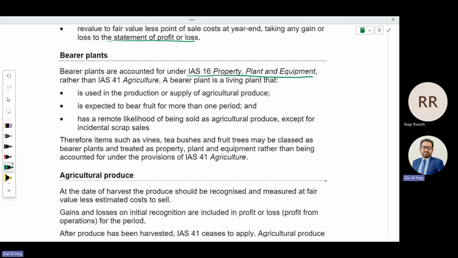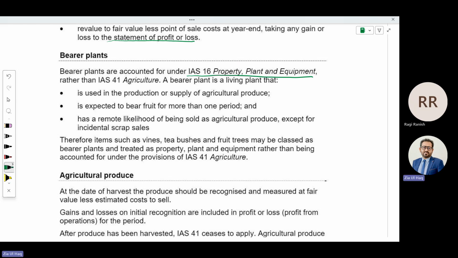Bearer plants are those plants through which we take either fruits or vegetables, and we sell those fruits and vegetables, not the plant. So that fruit or vegetable produced through this plant is called agriculture asset. But the plant itself is not agriculture asset; that will be treated as property, plant and equipment.